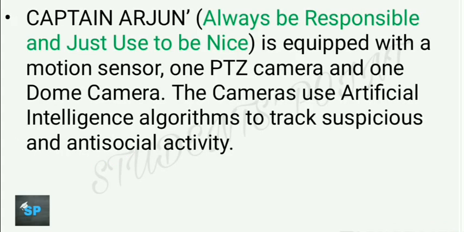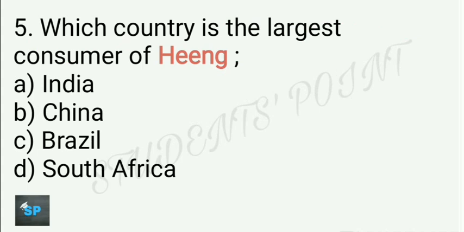And Captain Arjun, which stands for Always Be Responsible and Just Use to Be Nice, is equipped with a motion sensor, one PTZ camera and one dome camera. The cameras use artificial intelligence algorithms to track suspicious and antisocial activities. The next question now.